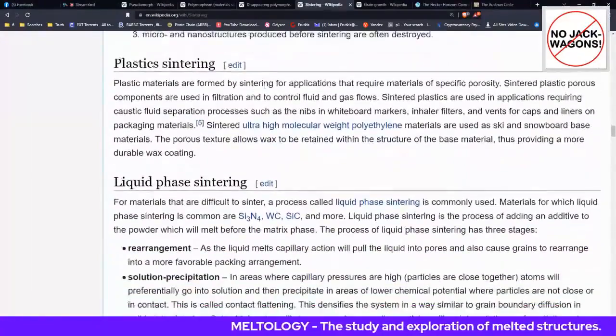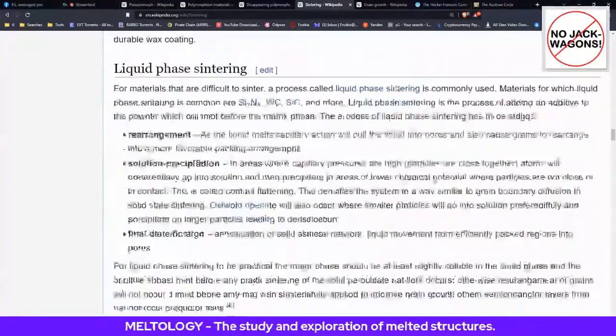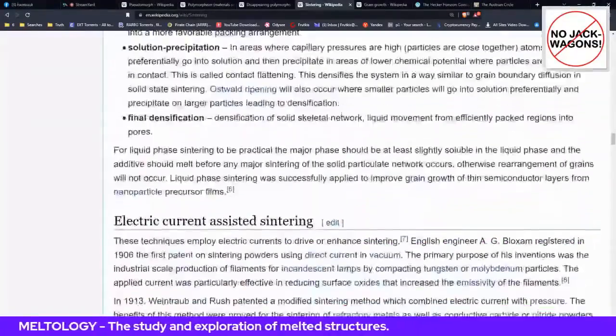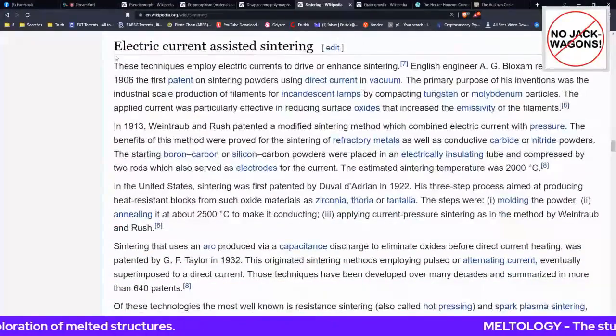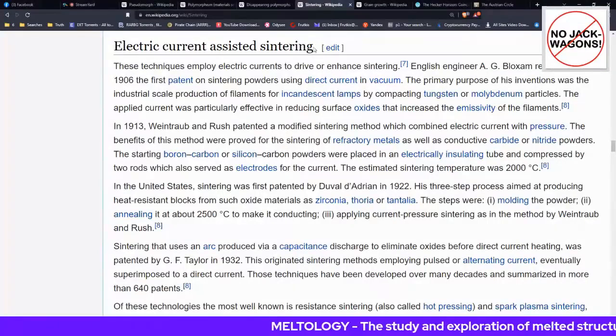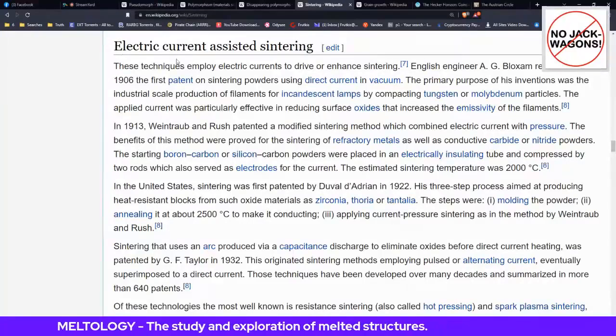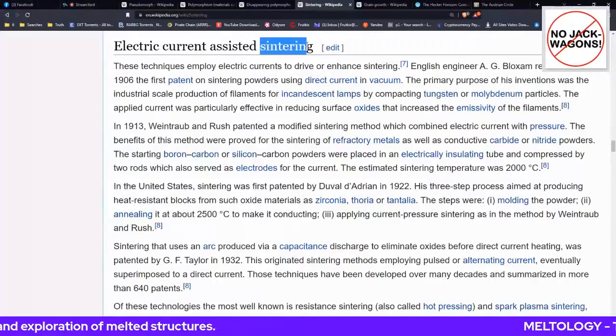So plastics in the ring, that's not what we want. Liquid phase, that's not what we want. And then you got this. We always talk about the current and electricity. Yeah, because Tesla was using polyphase current at the fair. It was called polyphase. And this is electric current assisted sintering.